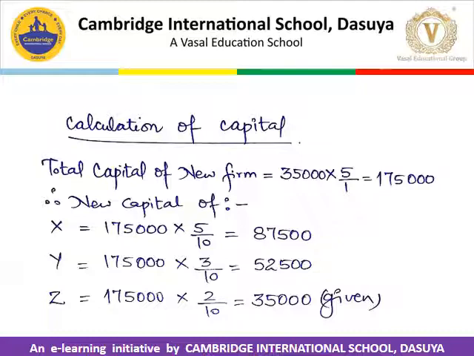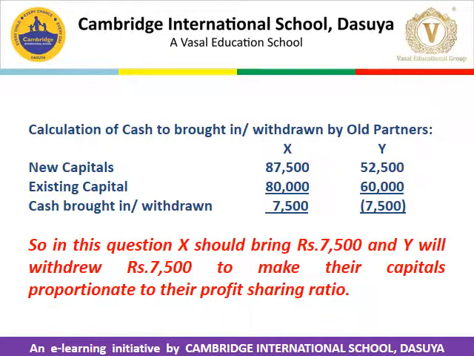So we will assume that the total capital of the new firm will be 1,75,000. Now we will divide this 1,75,000 into the new profit sharing ratio, that is 5 is to 3 is to 2, and it comes to the new capital of X is equal to 87,500, new capital of Y is equal to 52,500, and the new capital of Z 35,000, which is already given in the question. Now we will calculate the cash to be brought in or withdrawn by old partners to make their capitals proportionate to their profit sharing ratio.